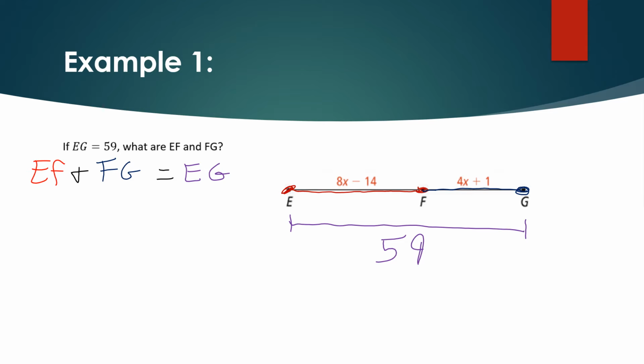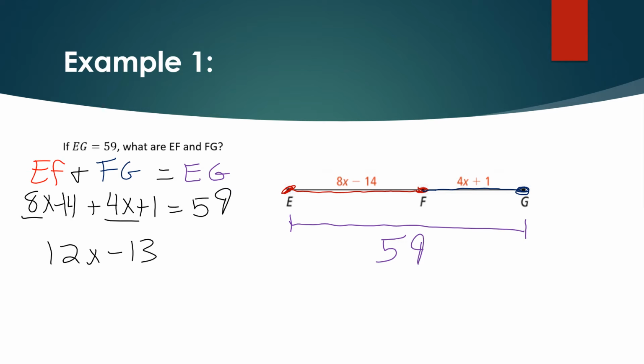Now they do give us values for all three of these segments, just some of them have variables. So we're just going to plug in. EF is 8x minus 14. FG is 4x plus 1. And EG is 59. So thinking back to our algebra, we need to combine our like terms. So I've got 8x and 4x, so that's a total of 12x. And then we've got minus 14 plus 1, so that's negative 13 equals 59.